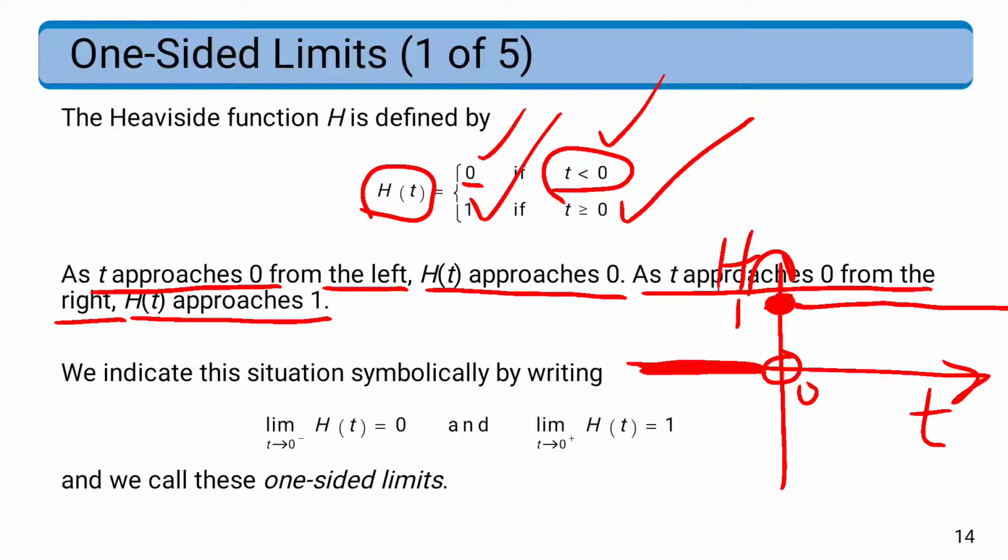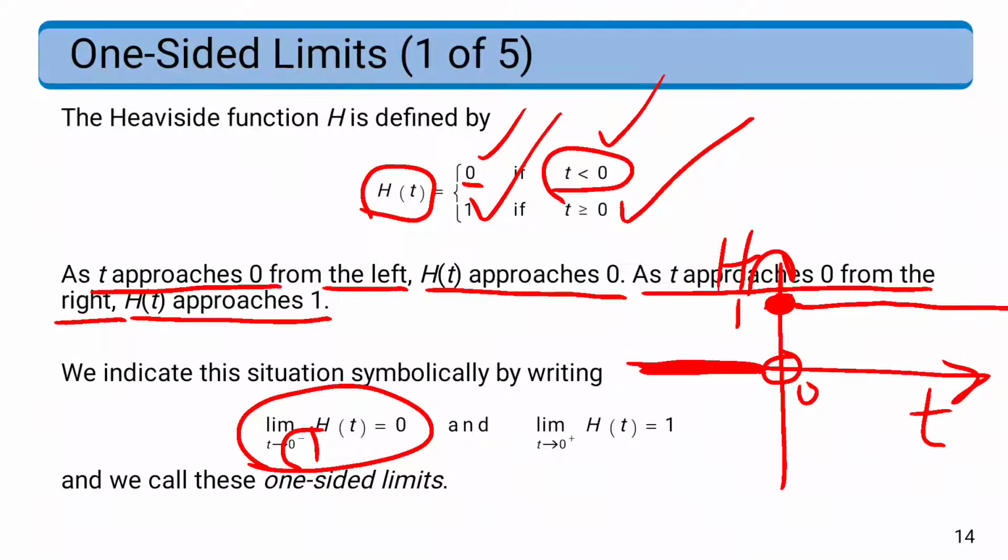We can write what we have just said in terms of a new notation that we are introducing now. So we are introducing the limit of the Heaviside function as you approach 0 from the left. So we denote that by a superscript of a minus sign on 0 here. So you can see the superscript of a minus sign. The Heaviside function becomes 0 as you approach from the left.